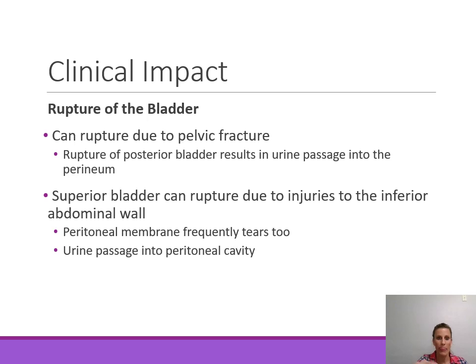Right? So with rupture of the posterior or fundus of the bladder, the urine passes down into the perineum. If the superior portions of the bladder rupture, the peritoneal membrane typically does as well, and urine can pass superiorly into the peritoneal cavity.